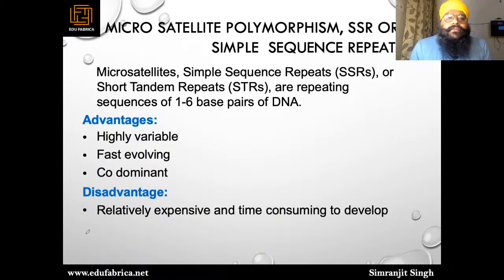Then microsatellites, SSR, simple sequence repeats. They are the microsatellites, SSRs, also called short tandem repeats, STRs. They are repeating sequences of 1 to 6 base pairs of DNA.